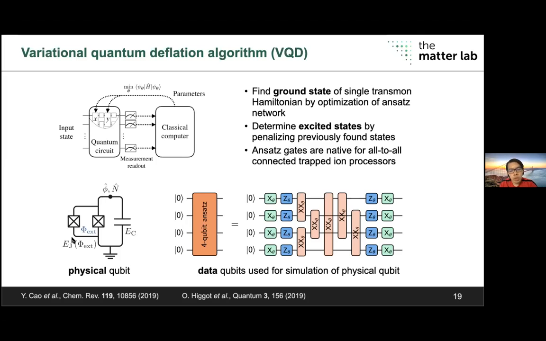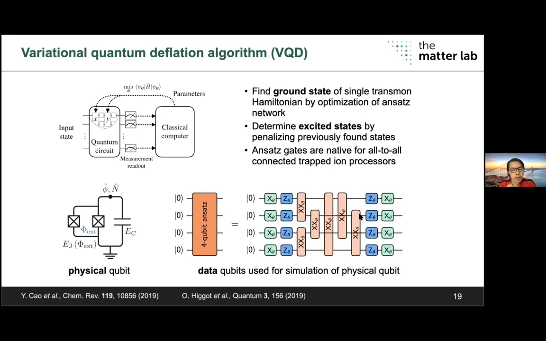As I already mentioned, we truncate the transmon into 16 energy levels. Since 16 energy levels require 4 data qubits, that's what we have here, a 4-qubit system, and then we have the ansatz circuit here. What I meant by the parameters that you see here, the R_y theta, R_z theta, all these theta are classical parameters, and you can change your thetas with the help of a classical computer.